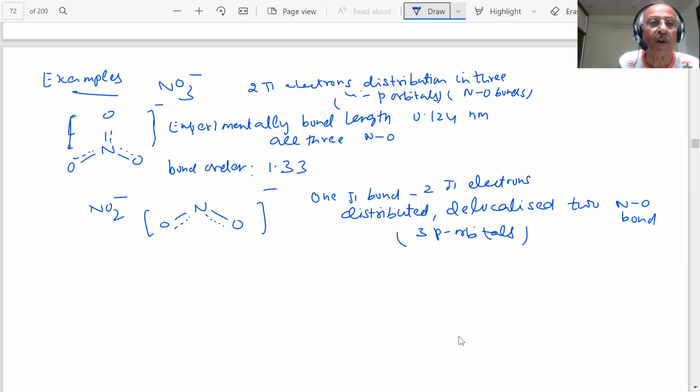So this value is found to be 0.124, and the nitrogen-oxygen bond length, when compared with the other nitrogen-oxygen bond, is 0.118. The nitrogen-oxygen bond length is found to be 0.118 nanometer.